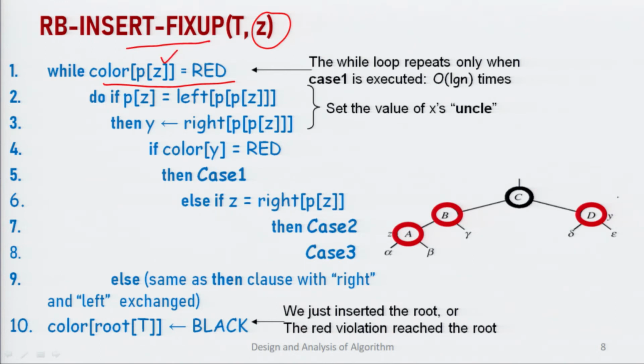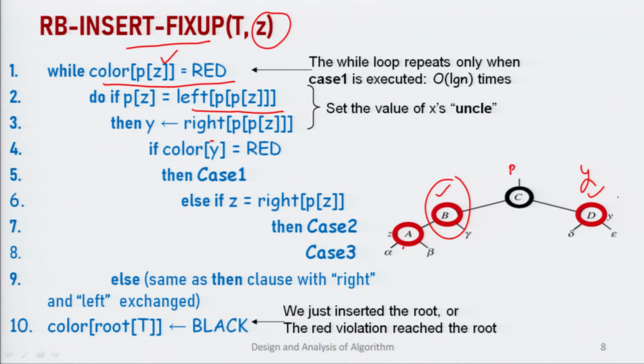Now, if parent of Z is the left child of its parent, just here in this example, this is Z, this is parent of Z and this is grandparent of Z. So, parent of Z is the left child of its parent. Basically it will come inside this condition. Then y is equal to right of p of p of z. Y is the uncle of z. So, uncle of z basically will be d, and this d will be assigned to y. So, y is equal to right of p of z.